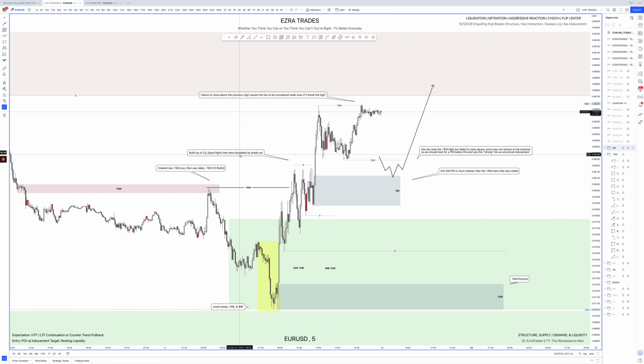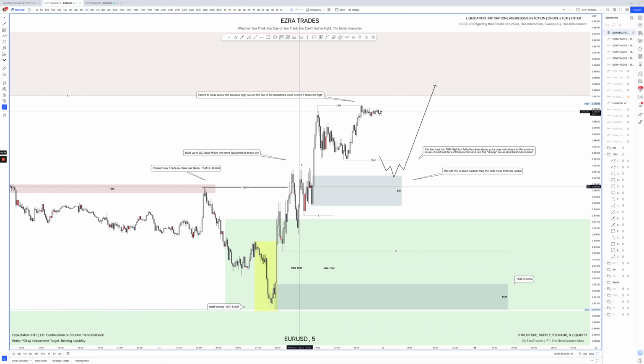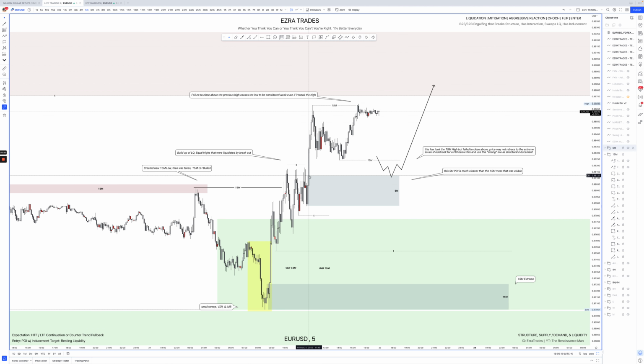So there's a buildup of liquidity, equal highs that were liquidated by the breakout. So this is a range. And in my mind, what do I have here? This 5-minute does not have liquidity, as this is the area where we have that breakout. But because we now have this low that took out that previous structural high, even if it failed to break and close, it's considered weak, this low. So now what can happen? Price can sweep this. This now has 15-minute visible structural inducement of liquidity.